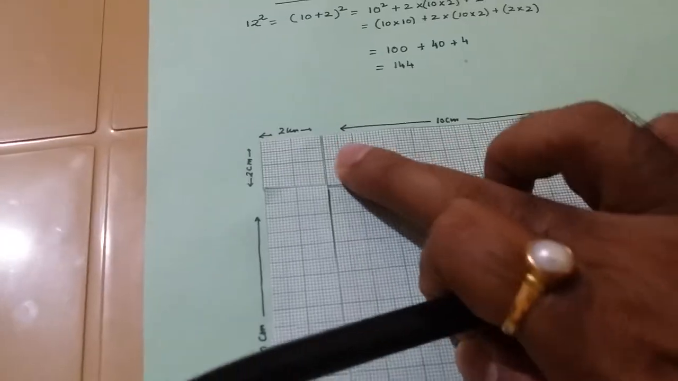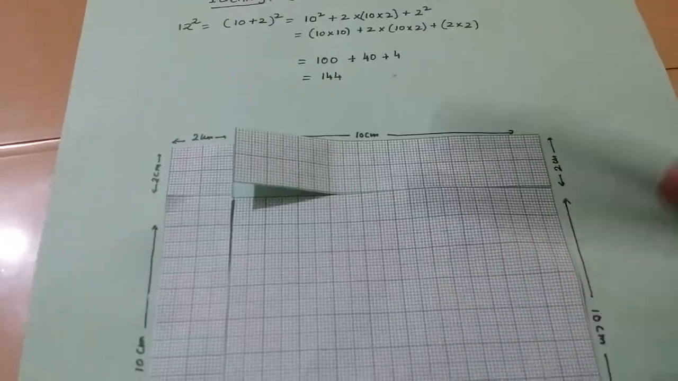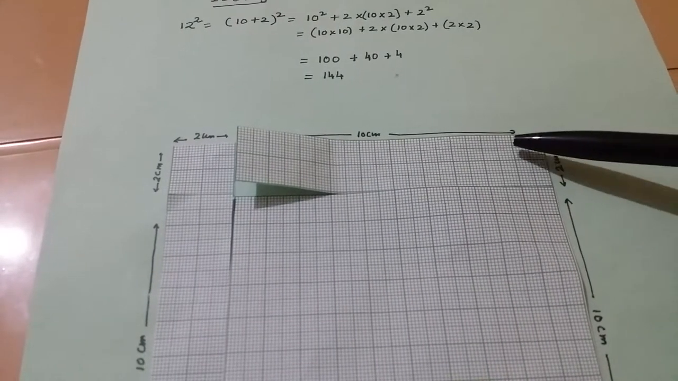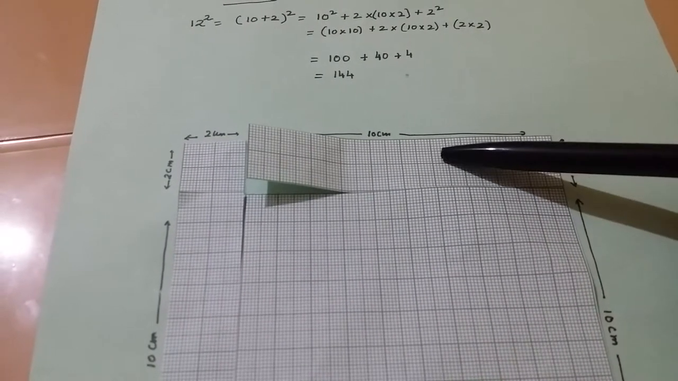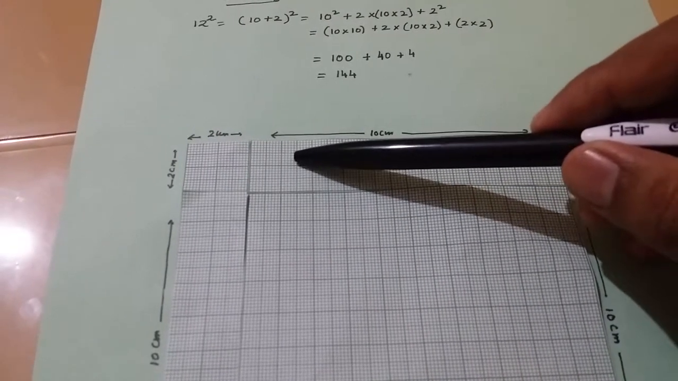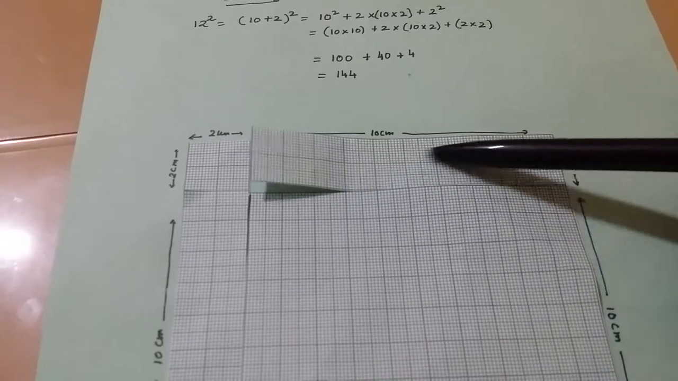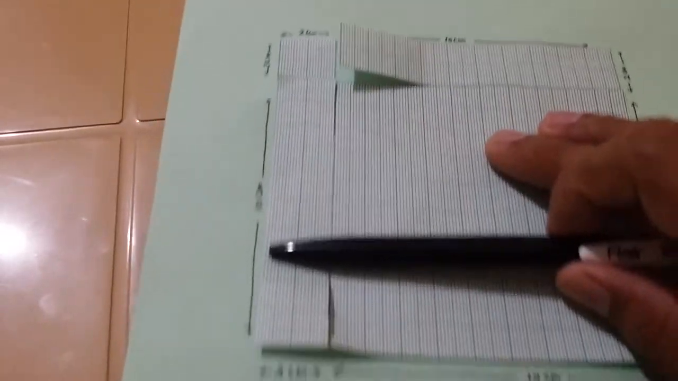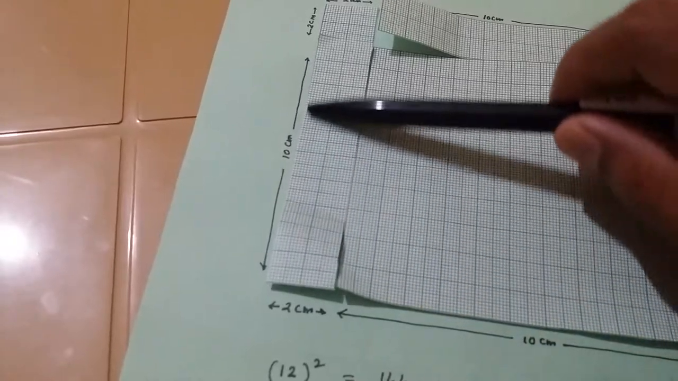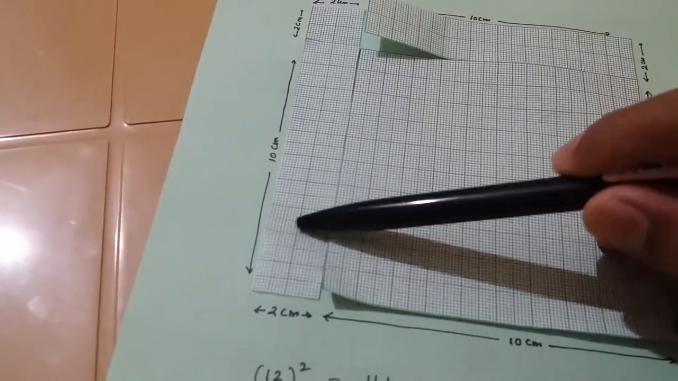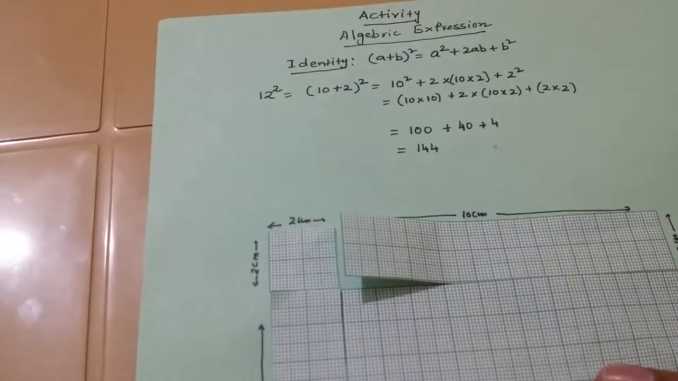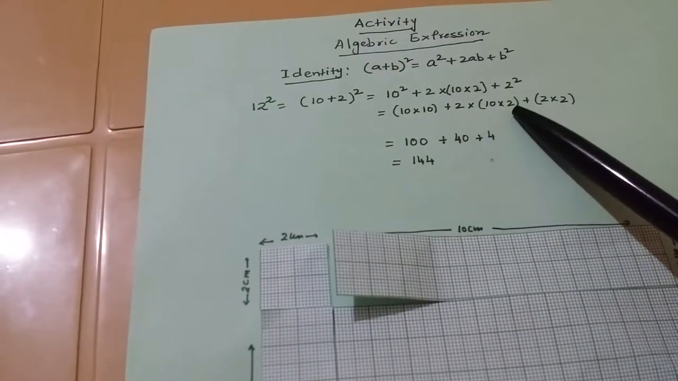Let's count it. If you count from here, that is 1, 2, and this is 1, 2, 3, 4, 5, 6, 7, 8, 9 and 10. So this is one 10 by 2 grid. Another one is here, that is another 10 by 2 grid. If you count from here, you will get 10 boxes here, and here it is 2 boxes widthwise. So my 2 into 10 into 2 task is done.